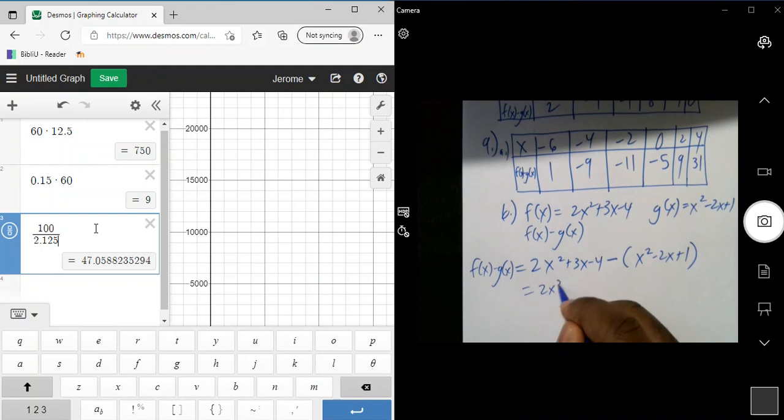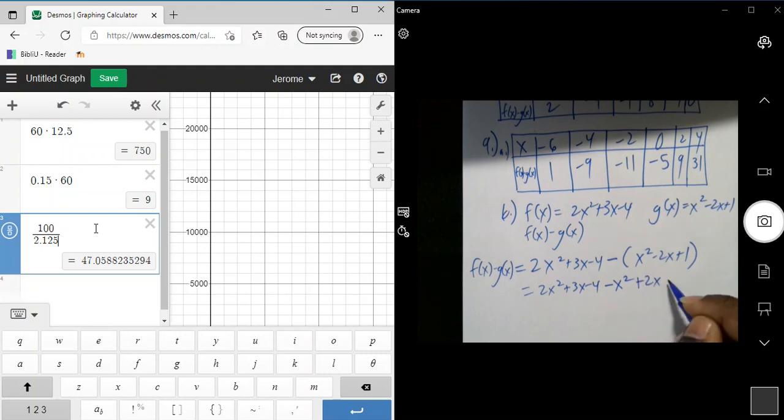So we had 2x squared plus 3x minus 4. And this minus sign here would change the sign of everything inside this parenthesis. So it'd be minus x squared plus 2x minus 1. So we have f of x minus g of x. 2x squared minus x squared is x squared. 3x plus 2x is 5x. And negative 4 minus 1 is negative 5. So this right here would be your final answer.